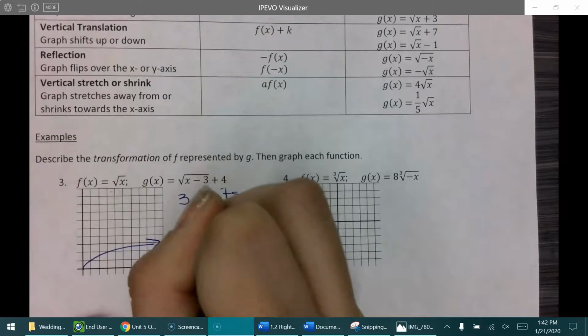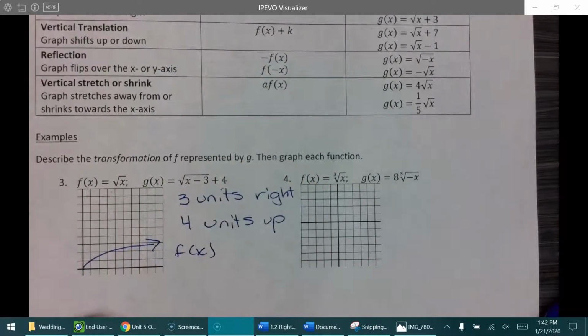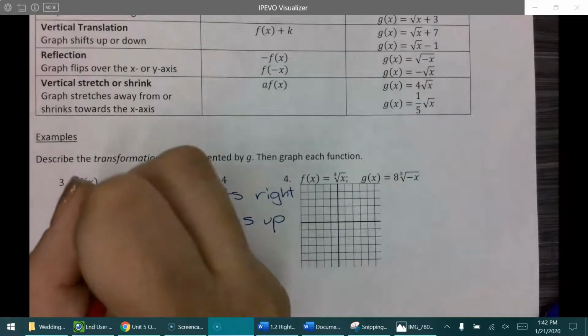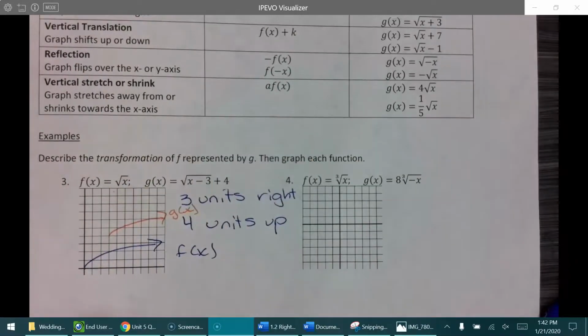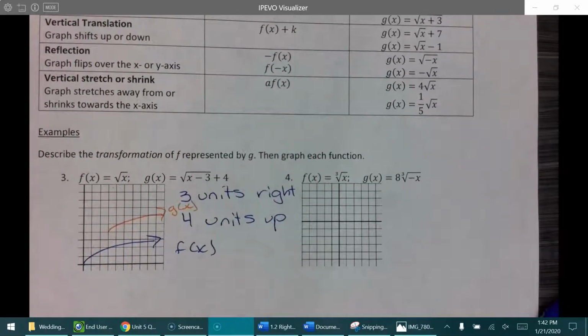So this is what f of x really looks like, and then g of x is... Questions on number 3. Yeah, this one I'm just describing it.